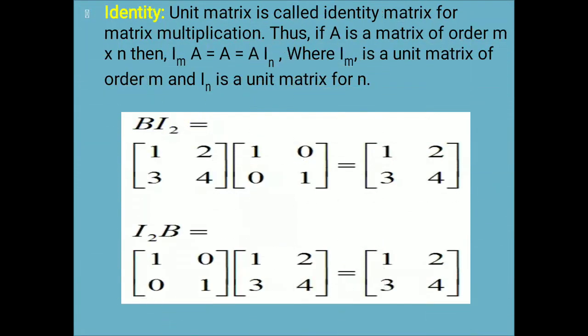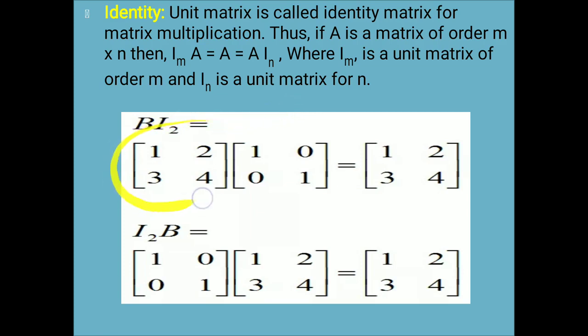Next is identity. An identity matrix is that matrix where the elements in the diagonal are 1, only 1. We have already studied the identity matrix. The unit matrix is called the identity matrix in matrix multiplication. So if A is a matrix of order m cross n, then Im A is equal to A, or A In is equal to A, where Im is a unit matrix of order m.